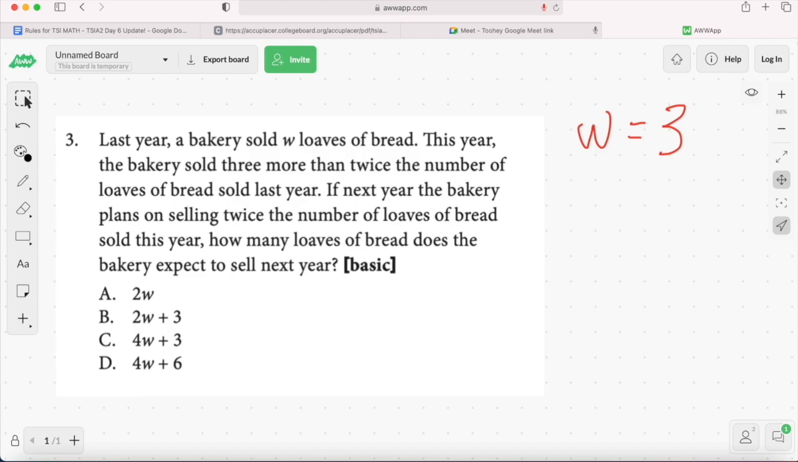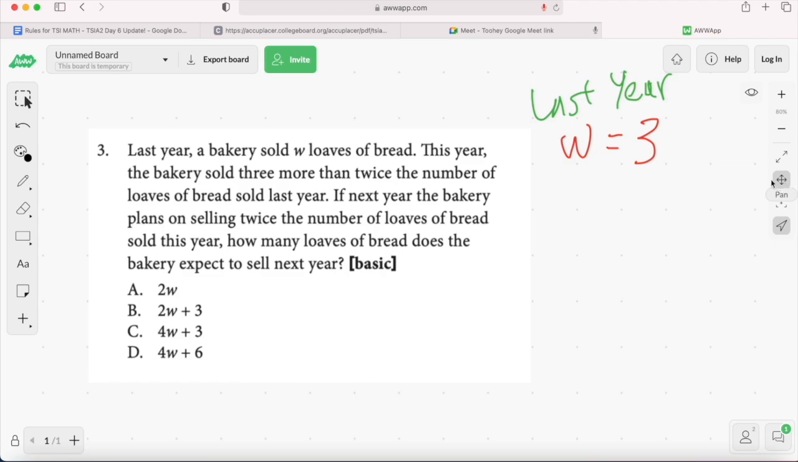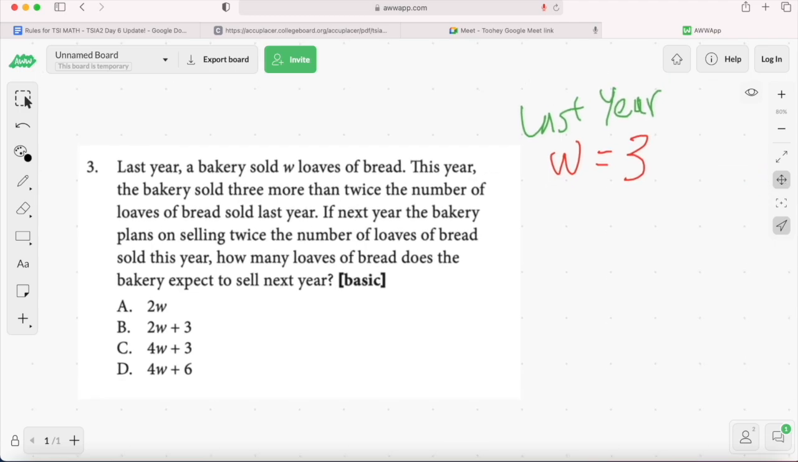Okay. Now, it says this year, the bakery sold three more than twice the number of loaves of bread sold last year. Do you understand what that statement means, Francisco? I would say basically 2 times 3, and then, hold up, yeah, so 2 times 3 plus 3. Yeah, exactly. So let me make it really clear. Last year, they sold 3 loaves of bread, if W was 3. So this year, the bakery sold 3 more than twice the number sold last year.